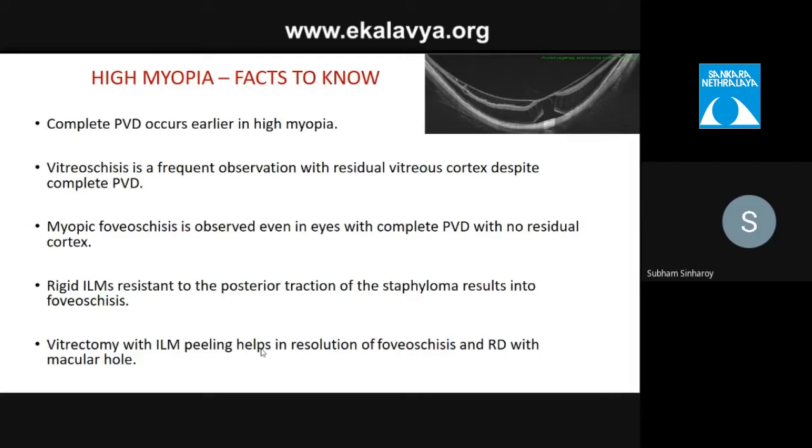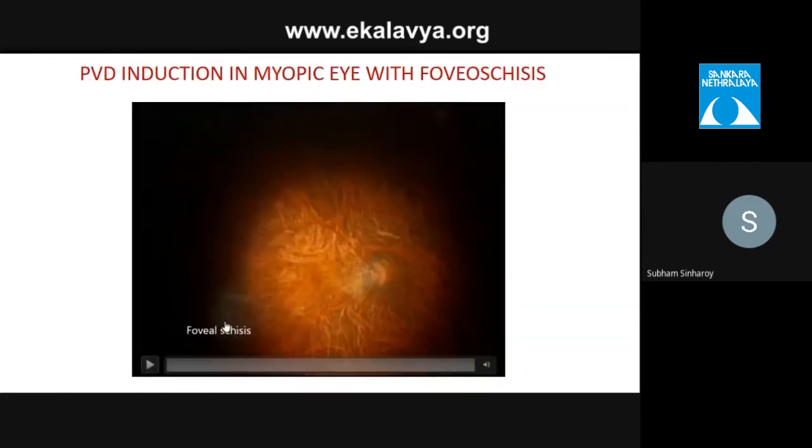Also, we see macular hole more commonly in myopic eyes. So once you lift the ILM, you can do the ILM peeling so the counter traction will not be there. So eventually it will help in resolution of the foveoschisis. Here I am showing a video of a myopic eye with attached retina with the foveoschisis.